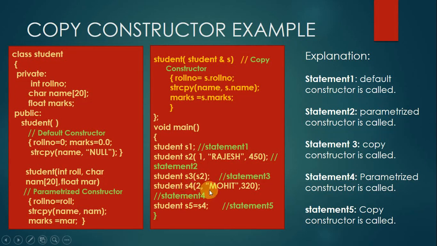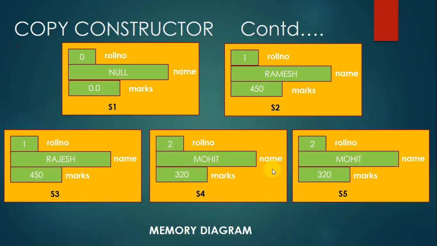Now in the fourth statement, as you can see, I am again passing the values of data members as the parameters. So I am passing 2, Mohit and 320. This time again, the parameterized constructor will be called, and the data members of the object S4 will get values: roll number will get value 2, name will get value Mohit and marks will get value 320. So you can see here in the object S4, roll number has value 2, name has value Mohit and marks has value 320.